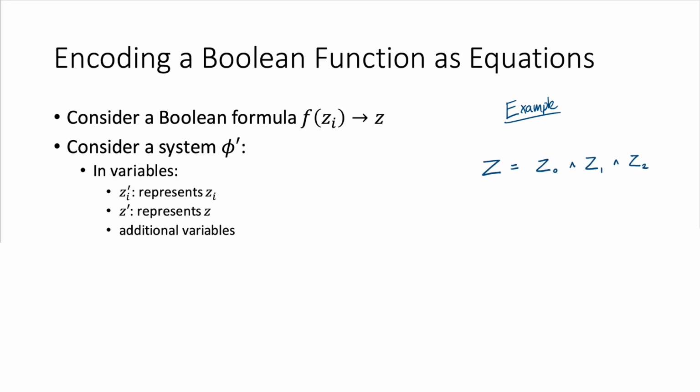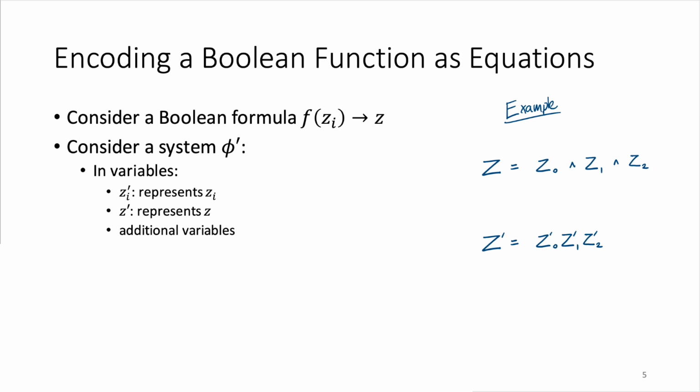We'll fix a system of field equations, phi prime. We'll assume that the system of field equations has distinguished variables corresponding to each Boolean input and output. So there will be a z_i prime representing each z_i, 1 if z_i is true and 0 otherwise. We'll also assume that there's a z prime representing the output of the Boolean function, and there might, of course, be other variables as well that do not correspond to particular inputs or outputs. Our question is whether or not phi prime, which in this case might be z prime equals z0 prime times z1 prime times z2 prime, actually represents the Boolean formula.